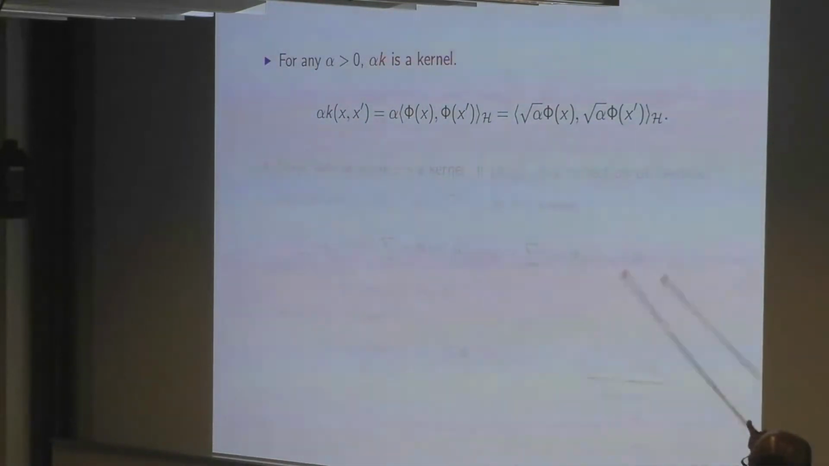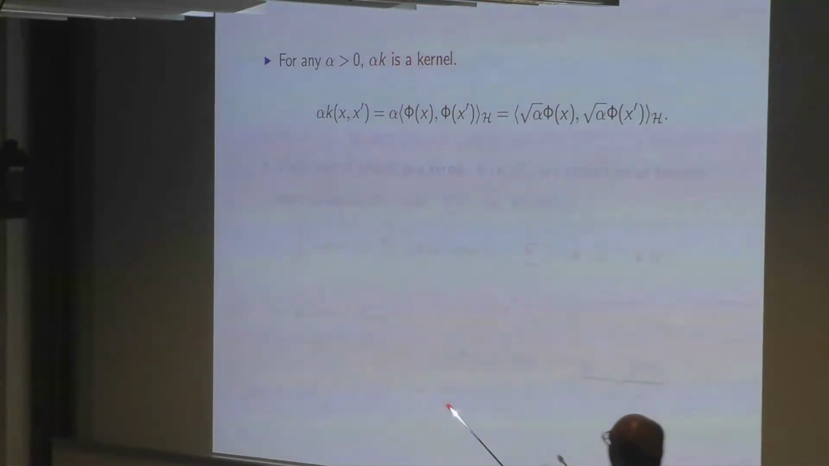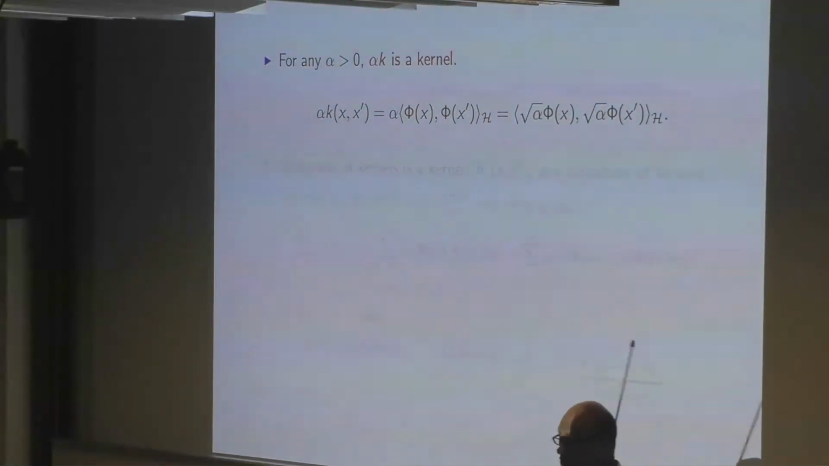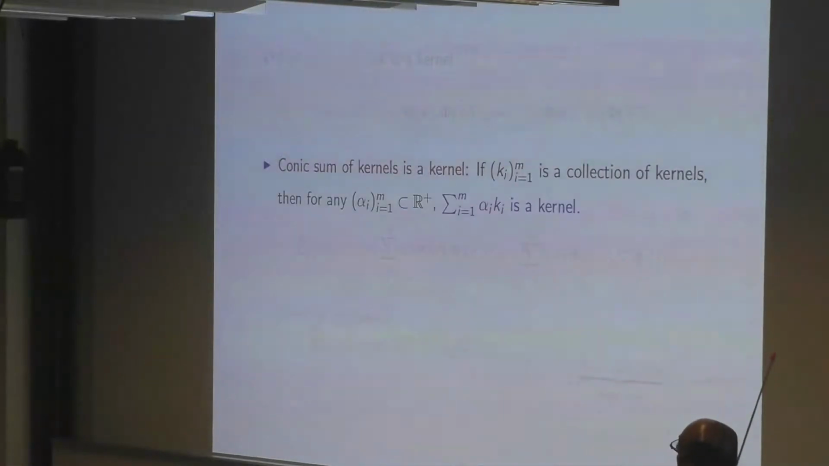Some properties, and here I have also given the proofs of these things. Any positive scalar multiple of a kernel is a kernel. It's very easy to check. A conic sum of kernels is a kernel. These properties are useful, because if you have access to a function which is a kernel, you can use that to generate different kernels. All these properties help you to generate new kernels from old kernels.